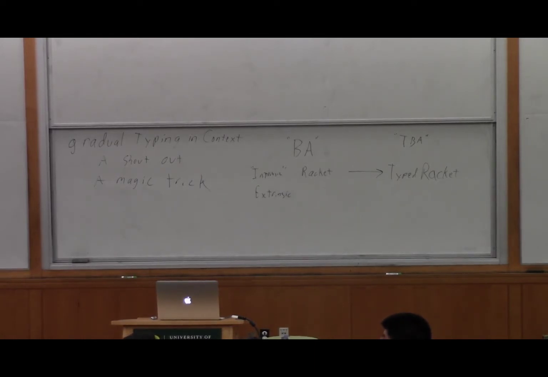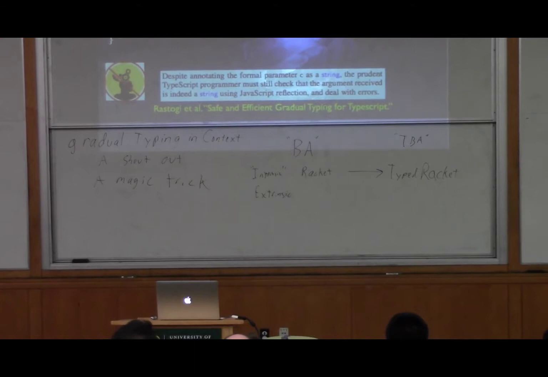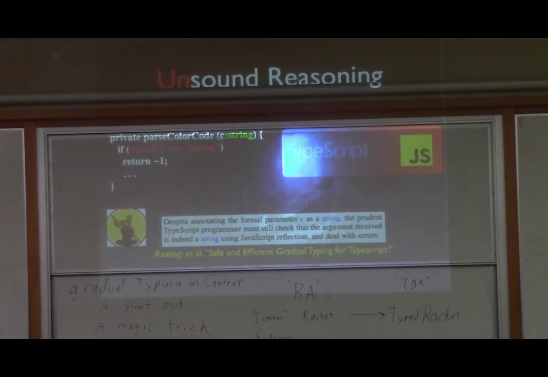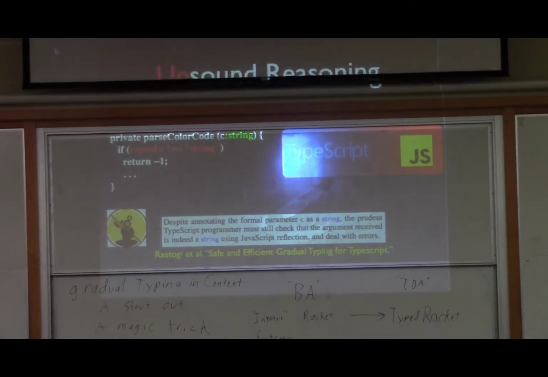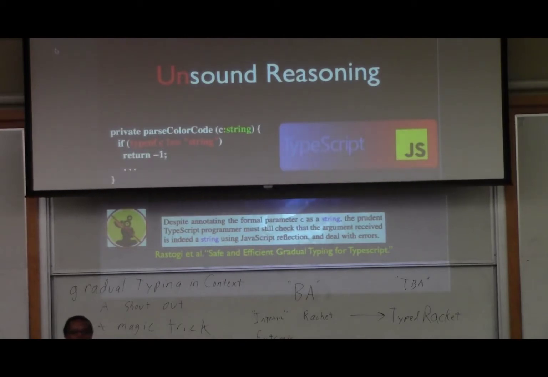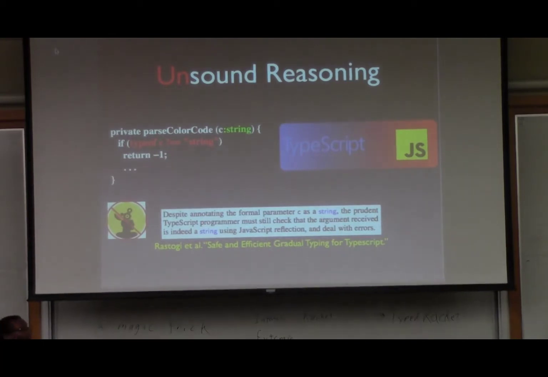So this is from a paper that was, oh, I should put the screen down. It's from a paper that was written about TypeScript, basically. And so when I think unsound reasoning in the context of a type system on top of a dynamic language, I mean examples like this. So you have a program that takes a string, and what's the next thing you do? Is it a string?